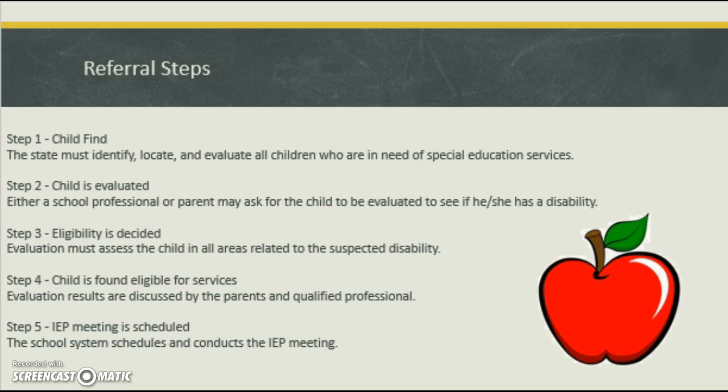Step 4. See if the child is found eligible for services. A group of qualified professionals and the child's parents look at the child's evaluation results. Together, they decide if the child should be considered a child with a disability.